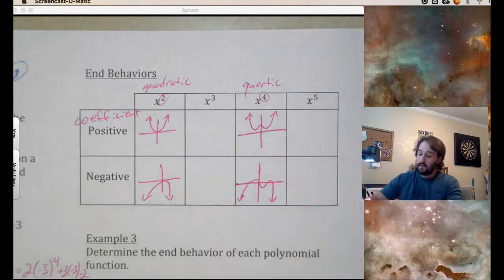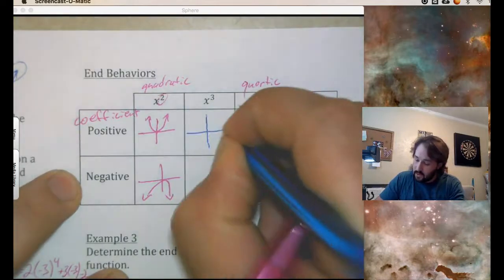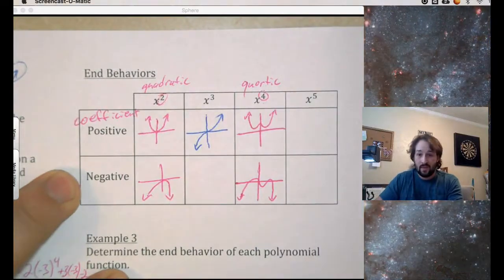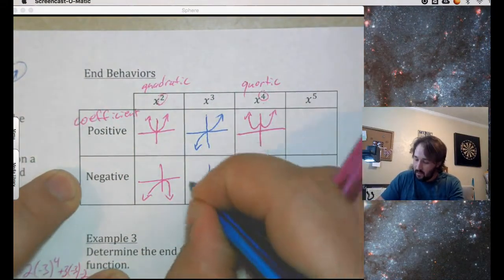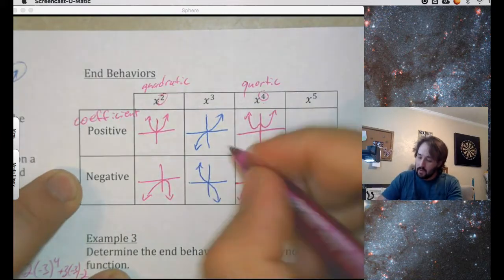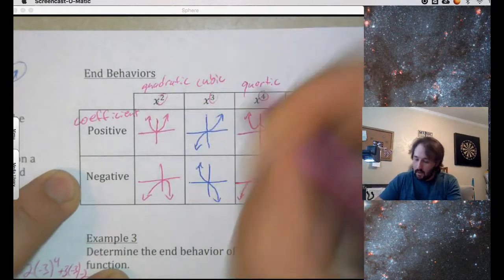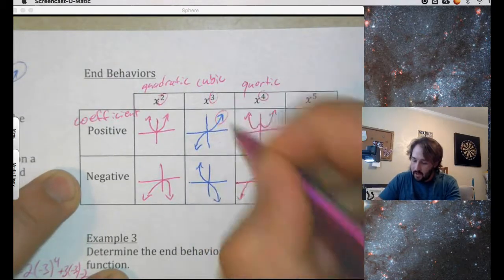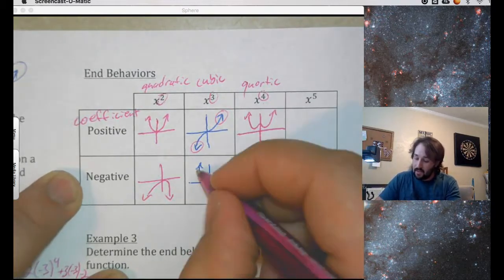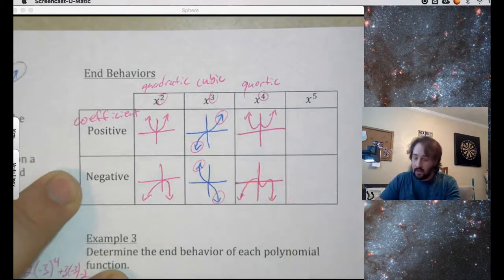So now, x to the 3rd. We know what x to the 3rd looks like, and if our coefficient is positive, it will stay like our parent function. If it's negative, it will flip it the other direction. So if it's x to the 3rd, which is a cubic, we have it going up on the right-hand side, down on the left-hand side. If we have it negative, it does the exact opposite. It goes up on the left, down on the right.